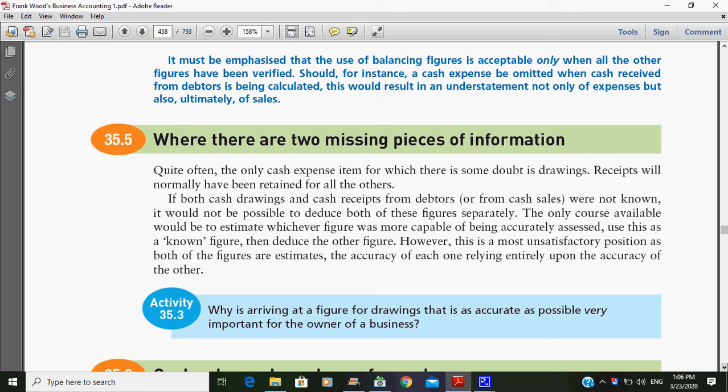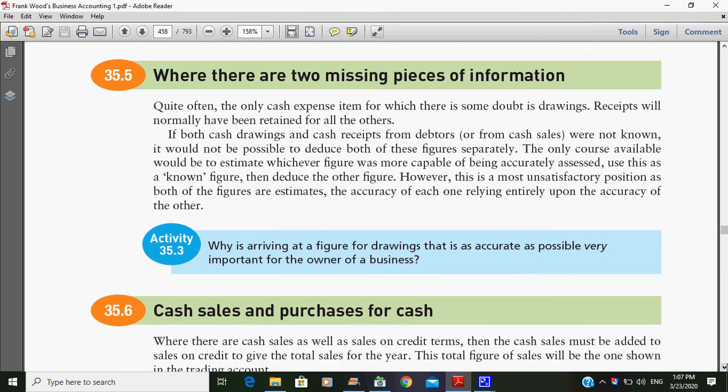The only course available would be to estimate whichever figure was more capable of being accurately assessed. Use this as a known figure, then deduce the other figure. However, this is a most unsatisfactory position, as both of the figures are estimates, the accuracy of each one relying entirely upon the accuracy of the other. Alright?